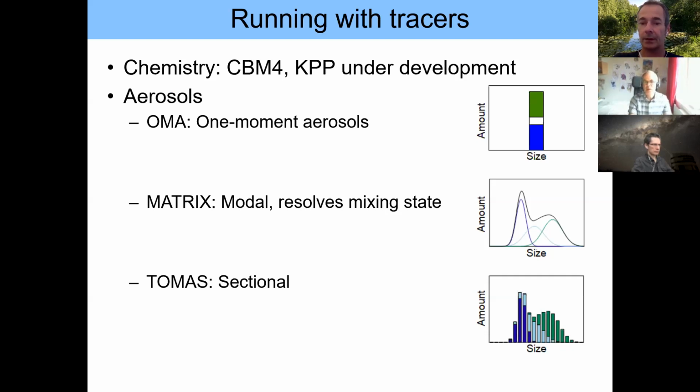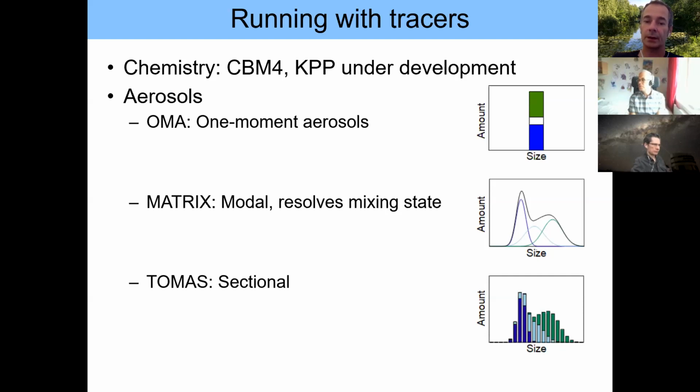So if you have 3 different aerosol types, you know at any given point in time in every grid box the actual concentration of those things, but you don't know the size of them. You just use the prescribed size that you have. Matrix resolves the size distribution, as you can see there.